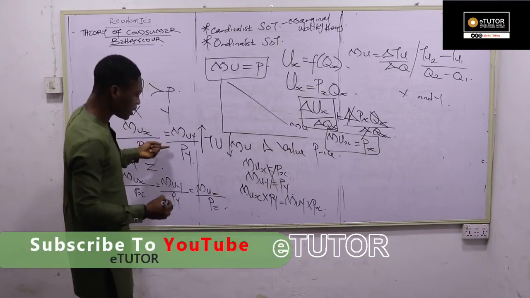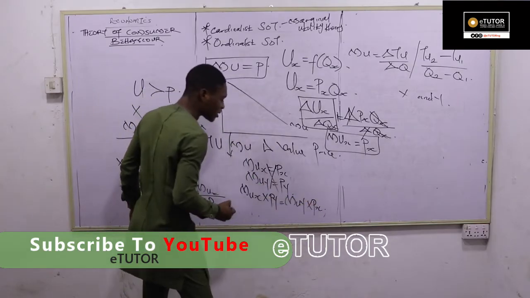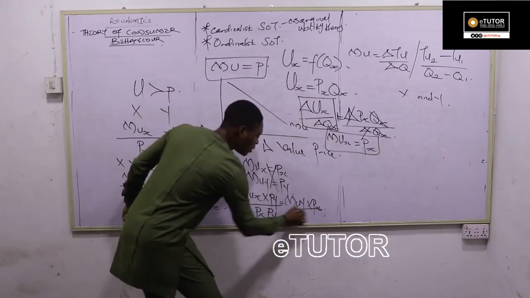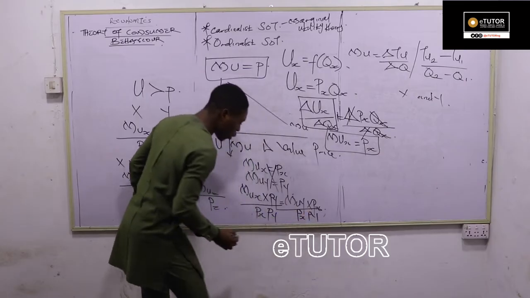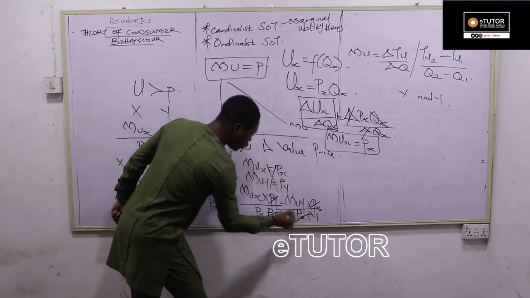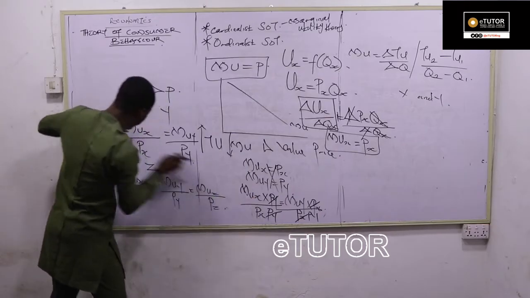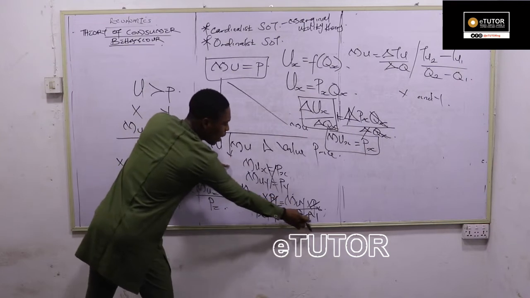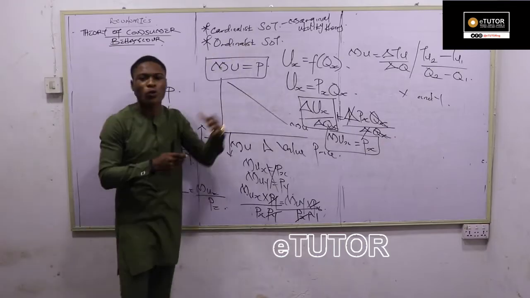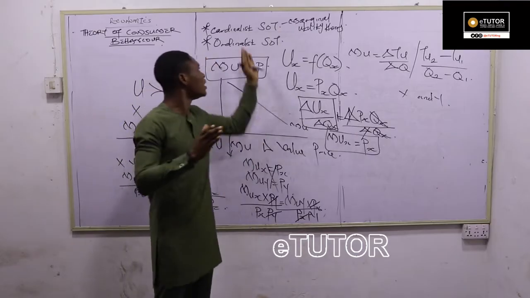So let's move further. Now, how do we get this? We can get this by dividing both sides by PX and PY. So what is common? PY is common, PX is common. So the final answer will now be MUX over PX equals MUY over PY. This is the consumer's equilibrium according to the cardinal school of thought for two different commodities. So this is the ultimate aim of the cardinal schools of thought.